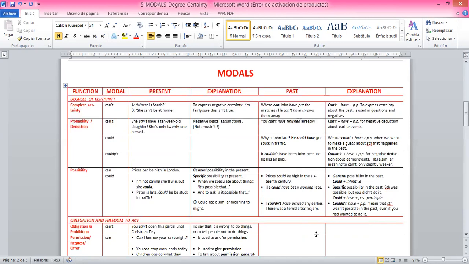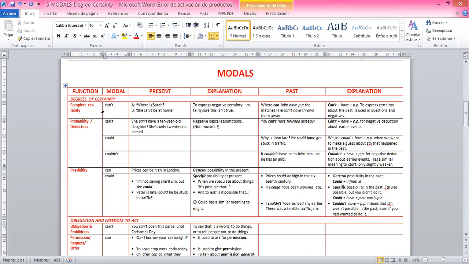As you can see here, we have can't. Can't is the contraction of cannot. What is the degree of certainty? It is complete certainty. Let's see an example in the present. Where is Sarah? Can you read the answer, letter B? Where is Sarah? She can't be at home.